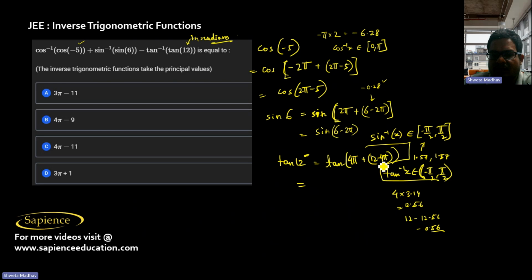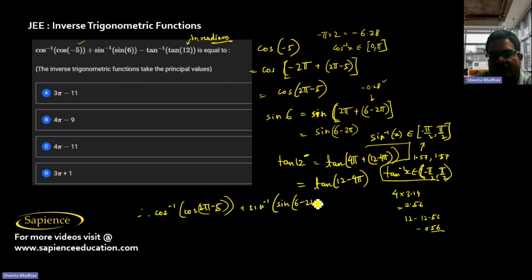So this will be tan(4 pi plus theta), that is equal to tan theta only. This will be tan(12 minus 4 pi). So therefore, this I can write as cos inverse of cos(2 pi minus 5) plus sine inverse of sine(6 pi minus 6 minus 2 pi), and then plus tan inverse of tan(12 minus 4 pi).